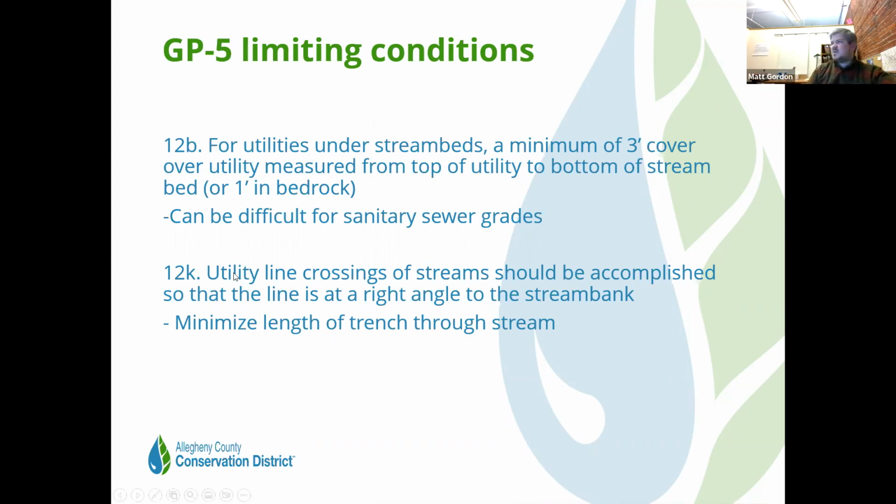And secondly, this one comes up but less frequently than 12B. Utility line crossings of streams should be accomplished so that the line is at a right angle to the stream bank. Again, for your new utilities, I think that's generally easy to meet, but depending on property rights and right of way, and for existing infrastructure tying in, sometimes we see proposals where the utility is almost running parallel up the middle of the stream bed, and that would not be covered under the GP5.